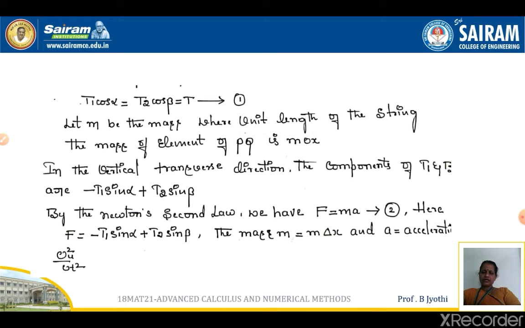So let m be the mass per unit length of the string, so the mass of the element PQ is m delta x. In the vertical transverse direction, the components of T1 and T2 are minus T1 sin alpha plus T2 sin beta. And we know by Newton's second law of motion, F is equal to m into a, that is force is equal to mass into acceleration. Let's call this equation number 2.